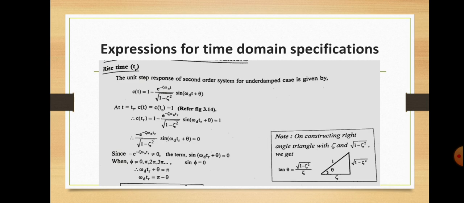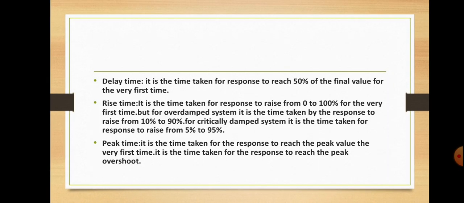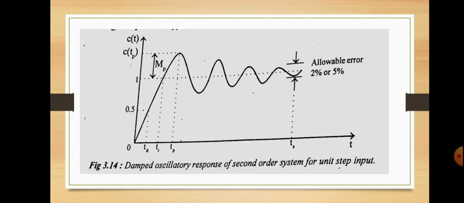First of all, you should remember the response of an underdamped second order system for unit step input, and I am writing it here. The unit step response of the second order system for the underdamped case is given by C of t equal to 1 minus e raised to minus epsilon omega n t divided by square root of 1 minus epsilon square, into sin of omega d t plus theta. This is the equation for the underdamped case in the second order system, and the curve that we have familiarized is corresponding to that equation.